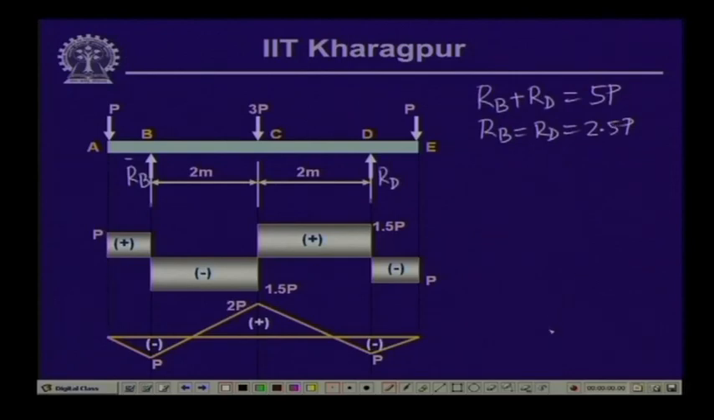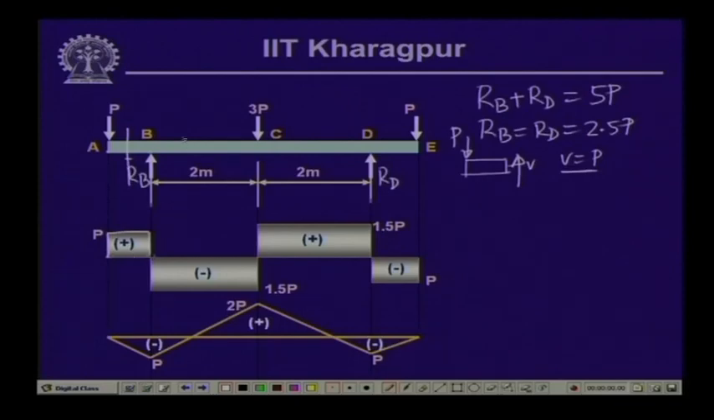Now, if we look into the shear force diagram, between A and B in the first segment, if I take a section over here, the value of the shear force will be equal to positive P. From A to B there are no other loads, so it is constant. So, the value of P is constant, the shear force between A and B.